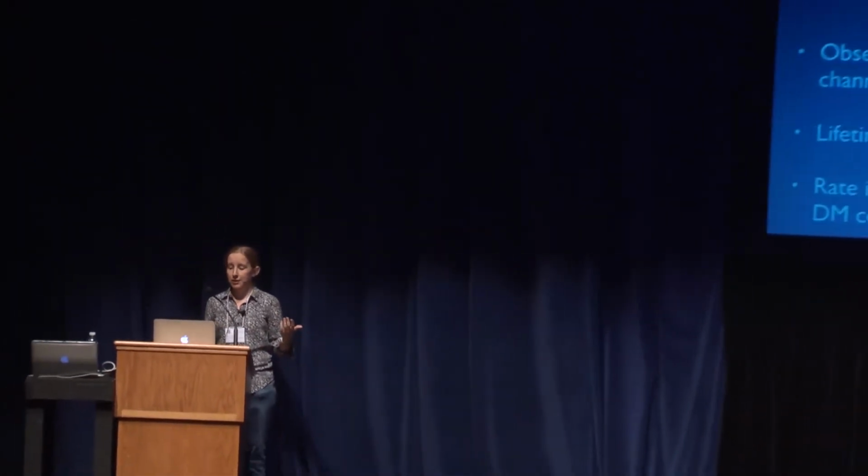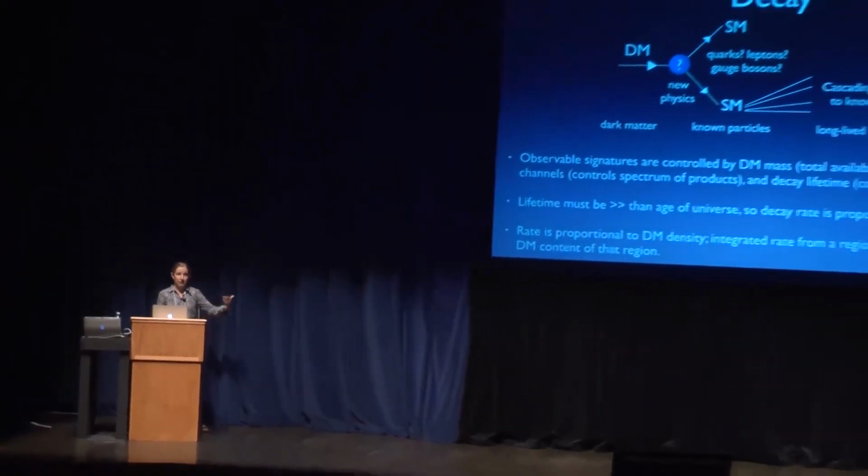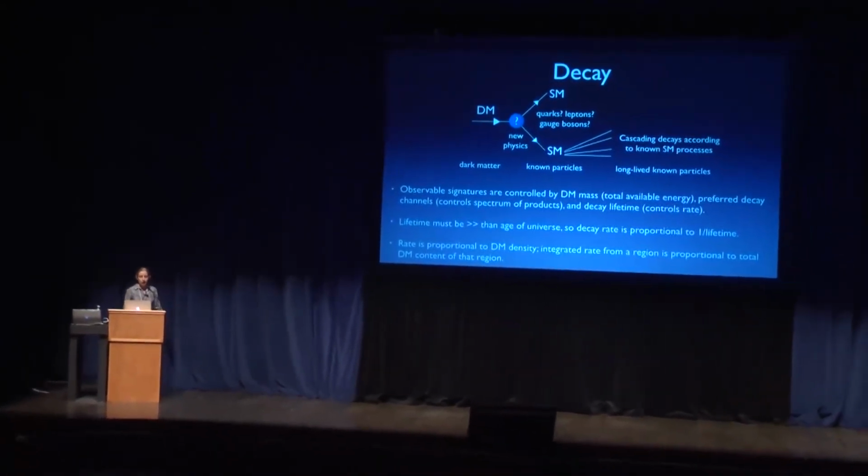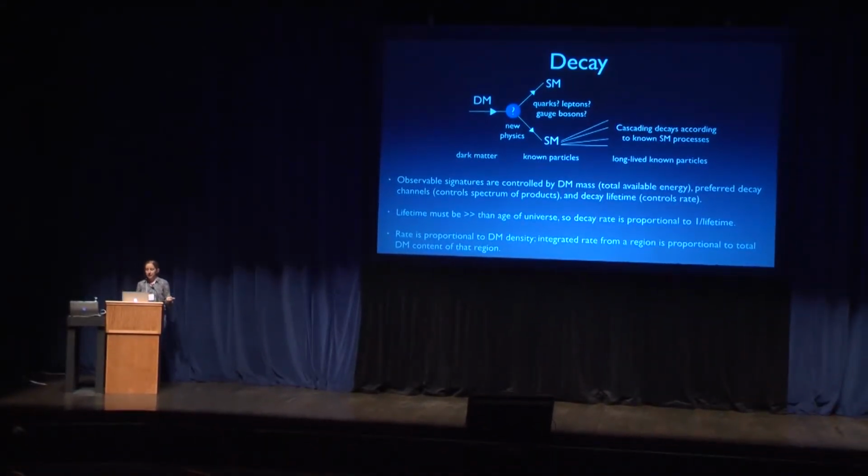So the picture here is a dark matter particle. You start out with a dark matter particle, then a miracle occurs, the new physics that we would like to probe. Standard model particles are produced. Those standard model particles subsequently decay into the long-lived stable standard model particles, and that's what we look for. The observable signatures are controlled by the dark matter mass and what it decays to, as well as the decay lifetime, which controls the rate.